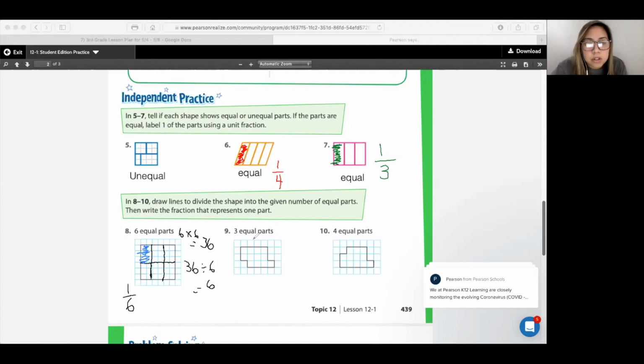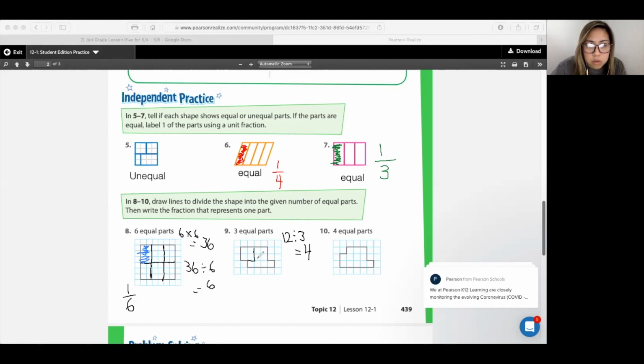Okay, same thing for number 9. I would find the area first and then equally divide it into 3. So let's do 1, 2, 3, 4, 5, 6, 7, 8, 9, 10, 11, 12. So we know the area is 12. So let's do 12 divided by 3, and that's going to give you 4. So each section that we divide has to have 4 squares in it for it to be equal. So we can do 1, 2, 3, 4.